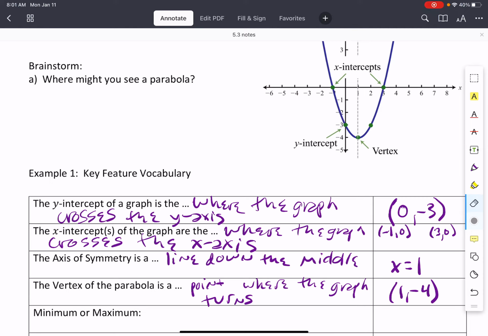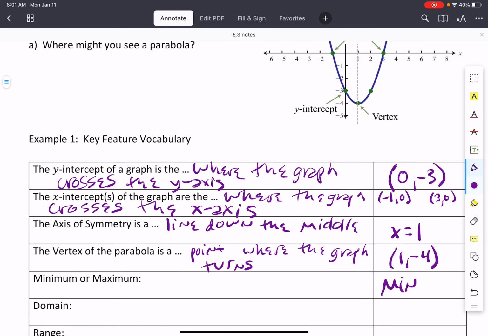Parabolas can't have both because they go up or down in one direction forever. So when I say minimum or maximum, what I'm asking you is the vertex a min or a max for this graph? Okay, on this graph, which is it? A minimum, because it's the lowest point on the graph. I'm lazy, so I just wrote min.